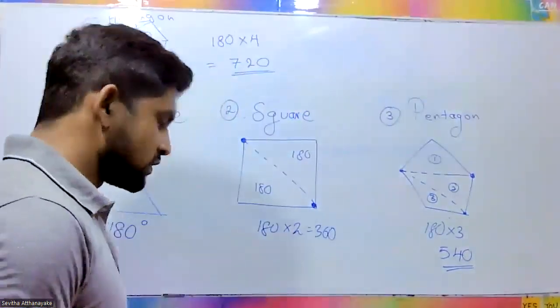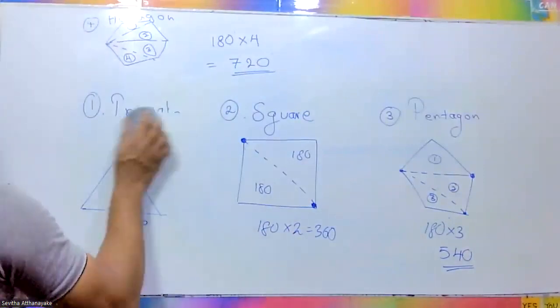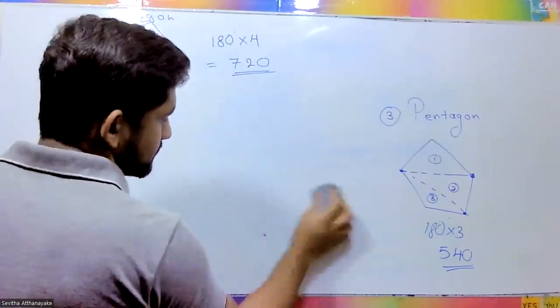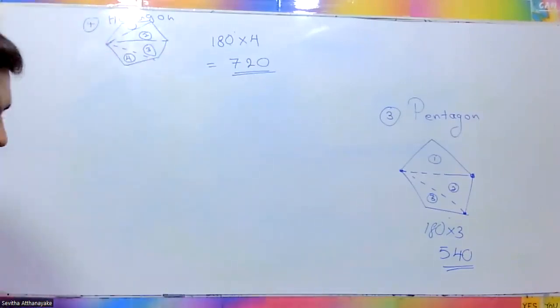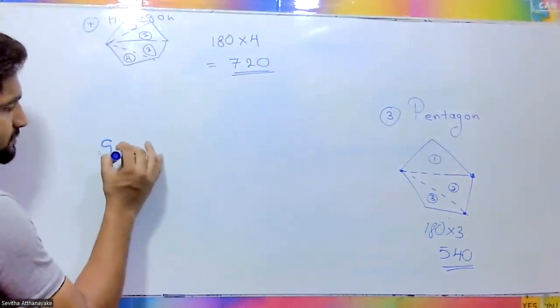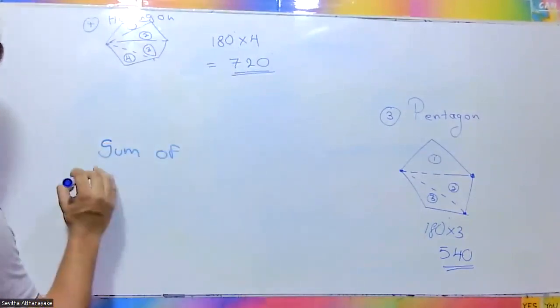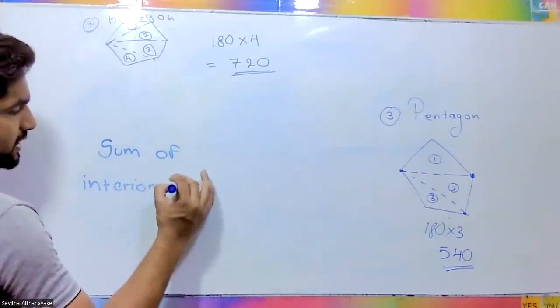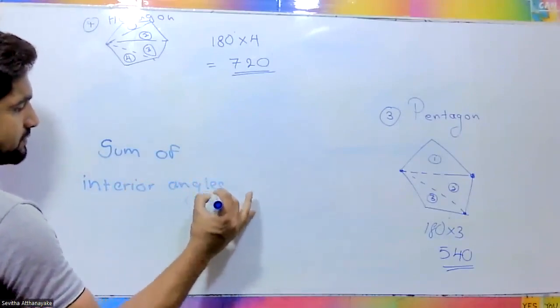Okay. Hope you have completed this early. Then we have the formula like this. Sum of interior angles of a polygon.